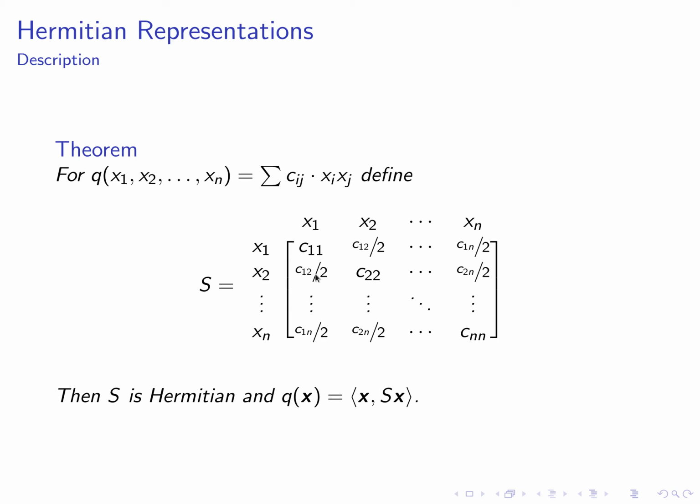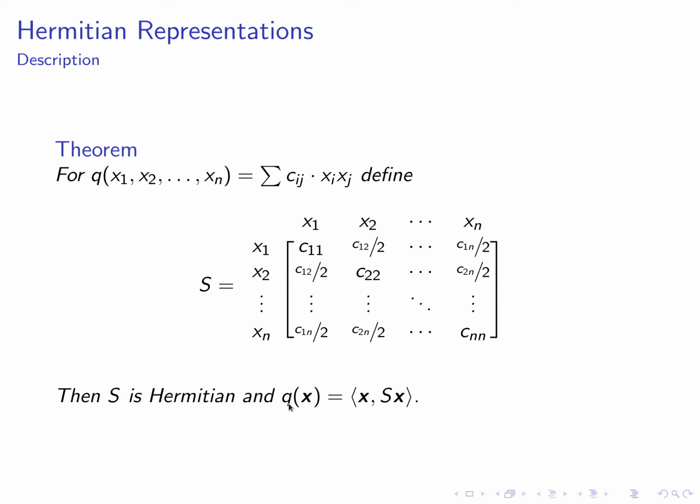So essentially, to construct the 1, 2 position and the 2, 1 position of this matrix, we look up the coefficient of x1 times x2 in the quadratic form, chop it in half, and put half in the 1, 2 position and half in the 2, 1 position. And we continue this process for every off-diagonal entry in this matrix. The idea is that when we're done looking at all of the coefficients, we have filled in an n by n Hermitian matrix, and the quadratic form now takes on a special formula.